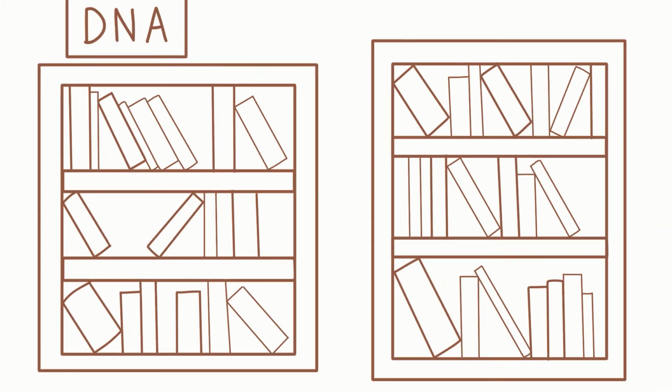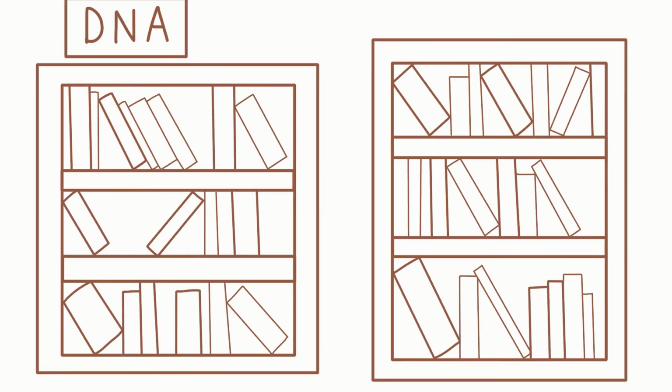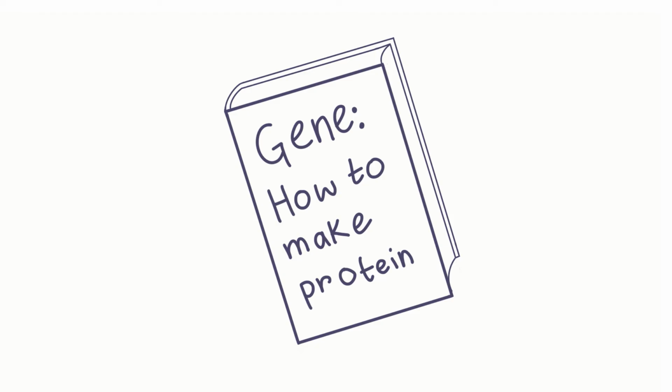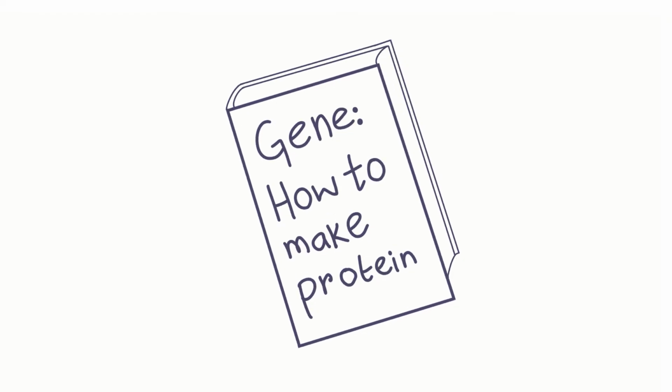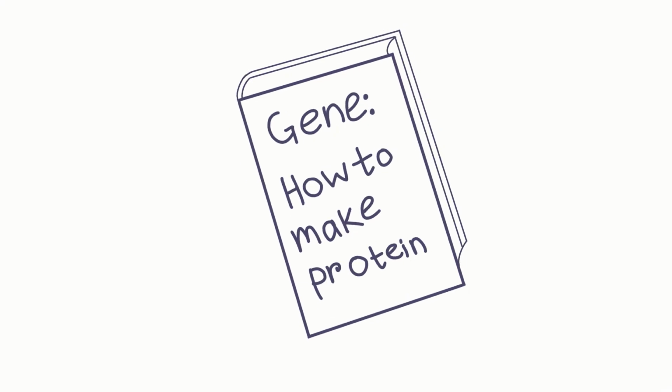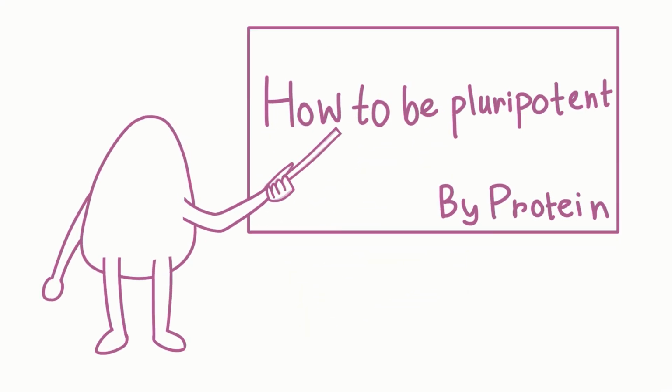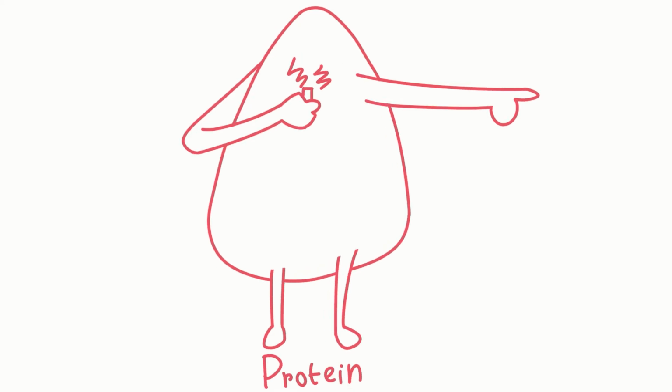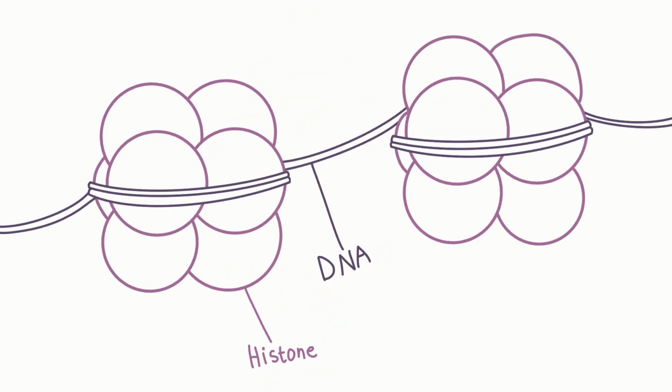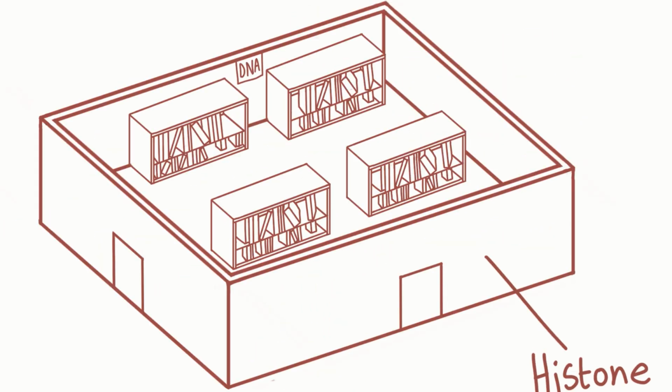All genetic information of a cell is stored in the DNA, which is like a library. A gene is like a book that contains instructions for the production of one type of protein. Proteins are responsible for maintaining the characteristics of cells and also determine the fate of stem cells. Histones are proteins that hold DNA together. They can be pictured as the outer walls of the DNA library.